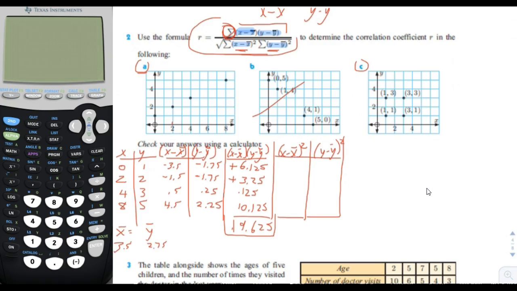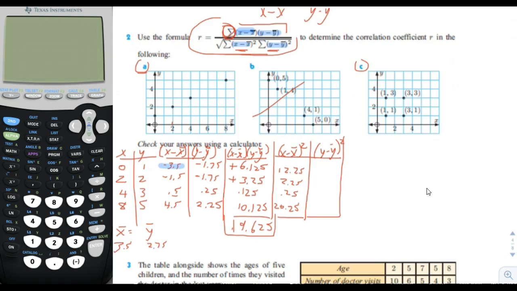Let's see, what are we doing first? We're going to look at negative 3.5, and we're going to square it. When we square 3.5, we don't need to use the negative because the negatives go away, right? So this one's going to be 12.25. What about 1.5 squared? Negative 1.5 times negative 1.5 is positive 2.25. The negative signs go away again. 0.5 times 0.5 would be 0.25. And 4.5 times 4.5 is 20.25.